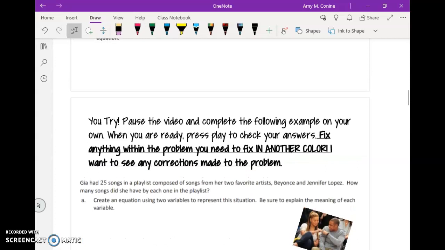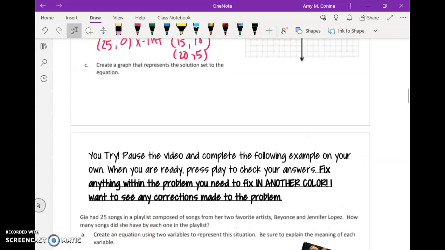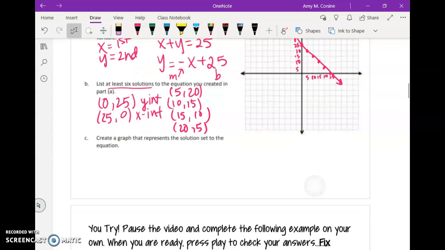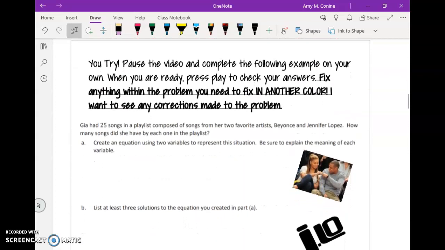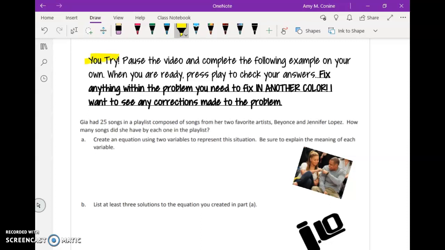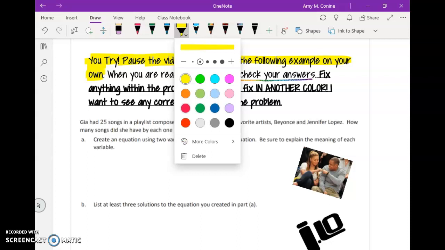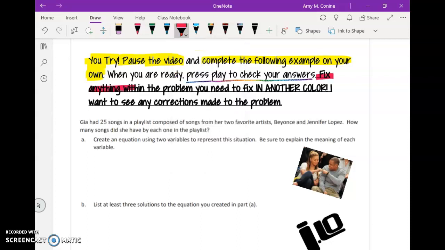You should be at this point after you've fixed your example, written everything you need to write, and caught up on the video. So at this point, it's a you try. With you try, I want you to pause the video and complete the example on your own. You need to work the problem out on your own, and when you're ready, you're going to push play and check your answers. This is important, you follow this part of the directions: fix anything within the problem that you need in another color.